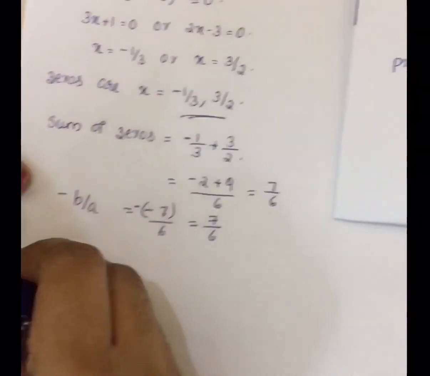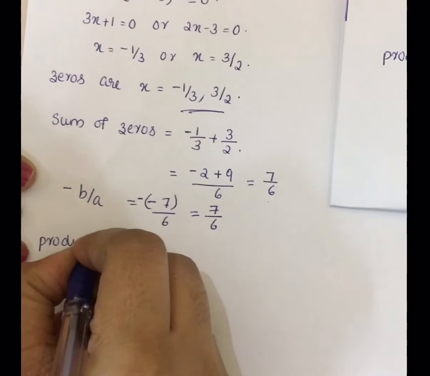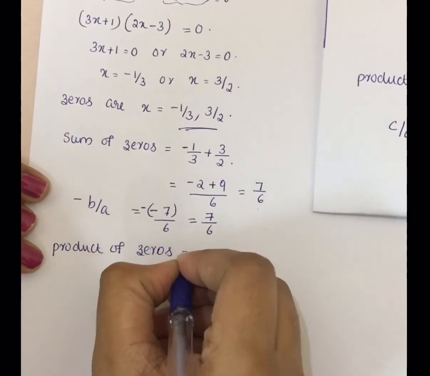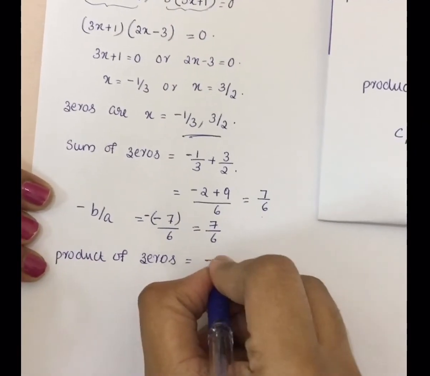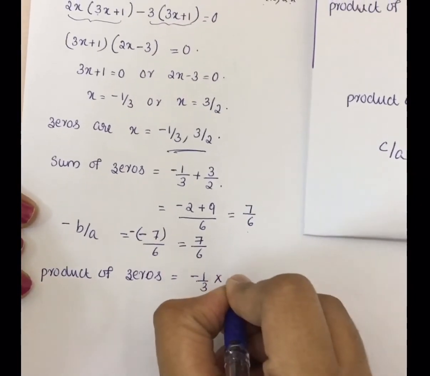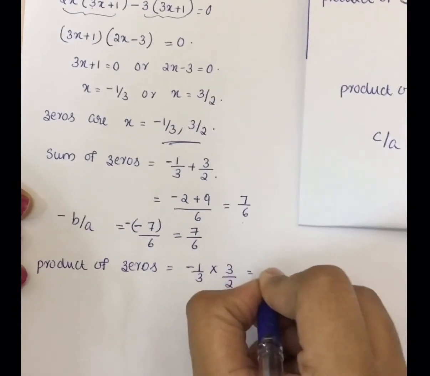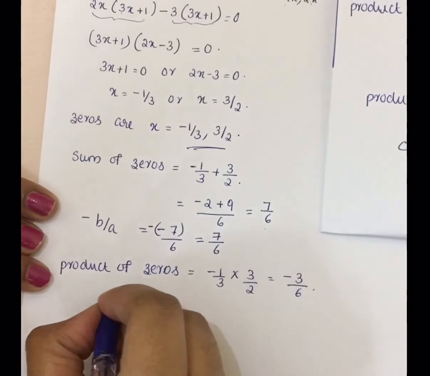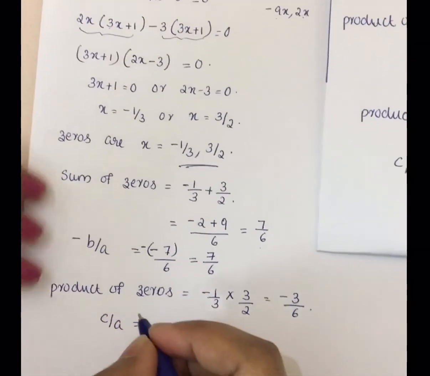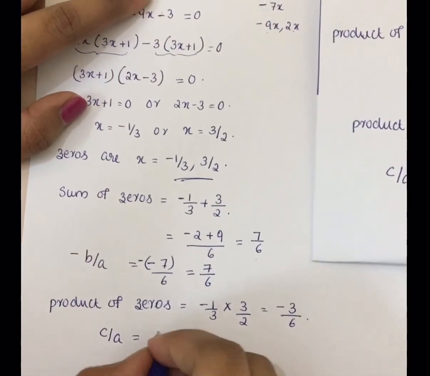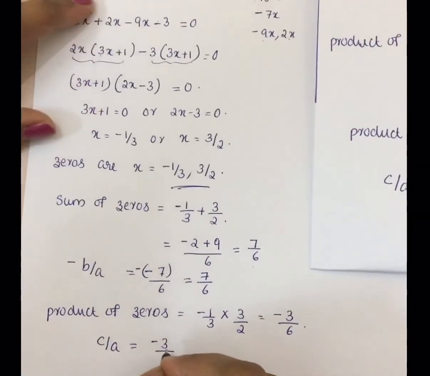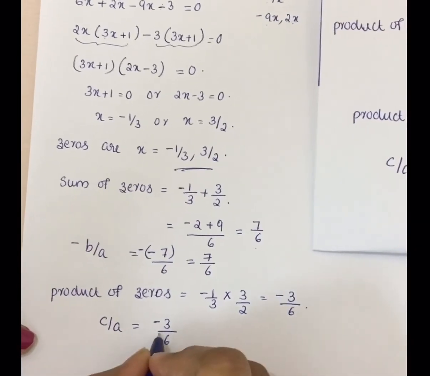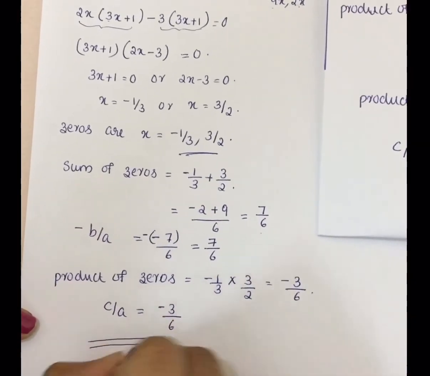And now the second one is product of zeros equal to c by a. Product of zeros equal to minus 1 by 3 into 3 by 2 equal to minus 3 by 6. Now c by a is equal to, here c is minus 3 and a is 6. Here the product of zeros is minus 3 by 6, which is equal to c by a. Hence it is verified.